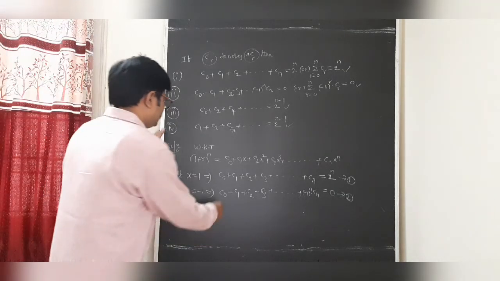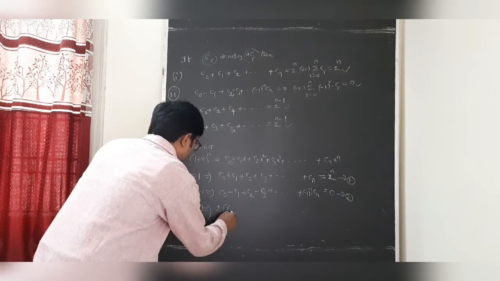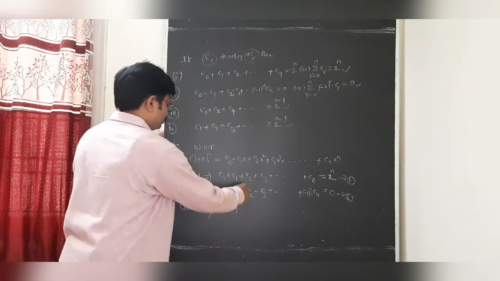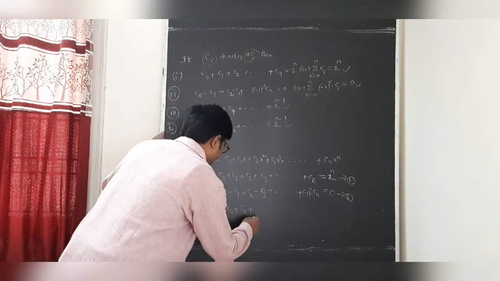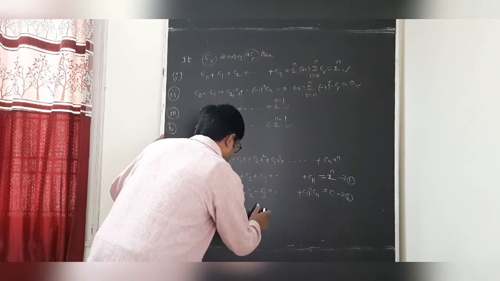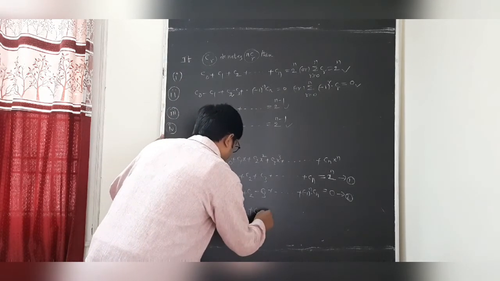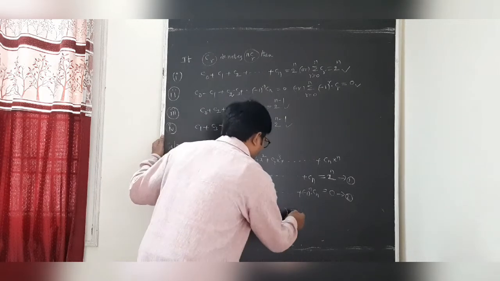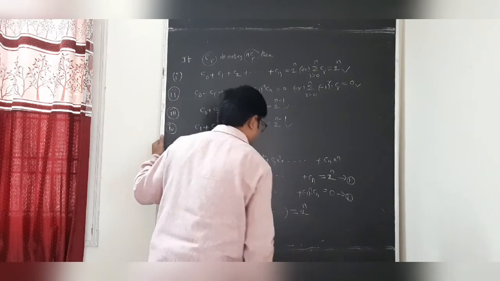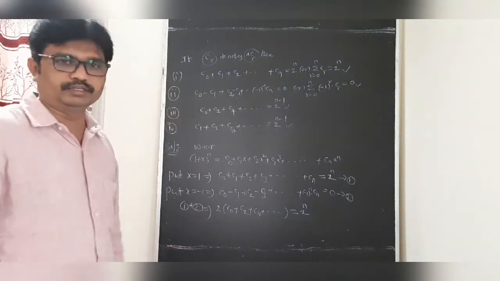Undoubtedly students, this is 2 into C0, after then plus C1 minus C1 is cancelled, C2 plus C2 is 2C2, then C4, my dear students, C4. Then you can take it as 2 power n plus 0. This is 2 power n, 2 power n plus 0 is 2 power n.